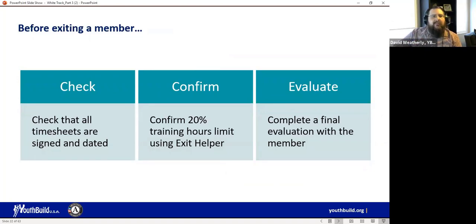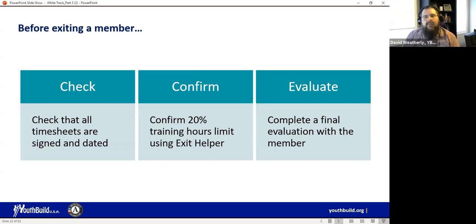So before you exit a member, we want to make sure that you go back, make sure all those hour logs and timesheets are signed and dated. Again, if they don't have that signature, they don't count. So please make sure you have all of those. Second, you want to confirm that the training hour limit is in place. So before you exit the member, make sure you're counting those training hours correctly. The exit helper will help you with that. It was in the video from yesterday. If you didn't get a chance to watch that, we'll have all of these links to resources throughout the conference, so you'll be able to go back and check that out.